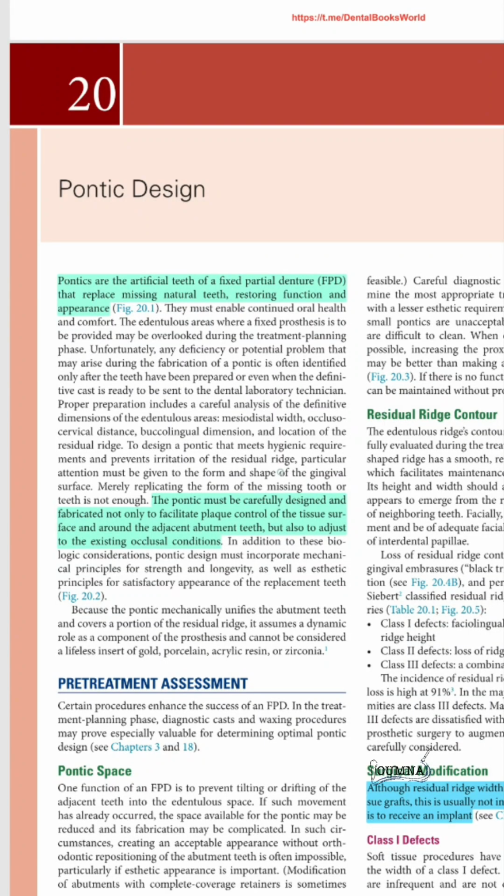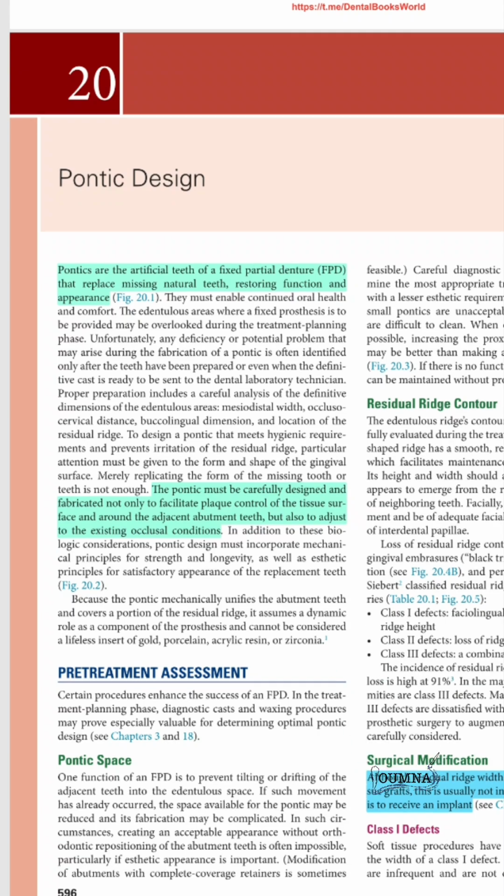In this chapter we will discuss the Pontic design. Pontics replace missing natural teeth, restoring function and appearance. They must be carefully designed to facilitate cleaning of the tooth and to prevent plaque accumulation, and also to control the tissue surface around and adjacent to the abutment teeth, which adjusts the existing occlusal condition.